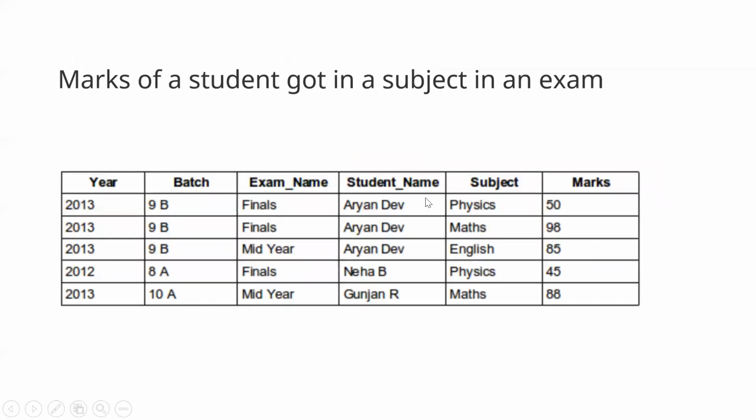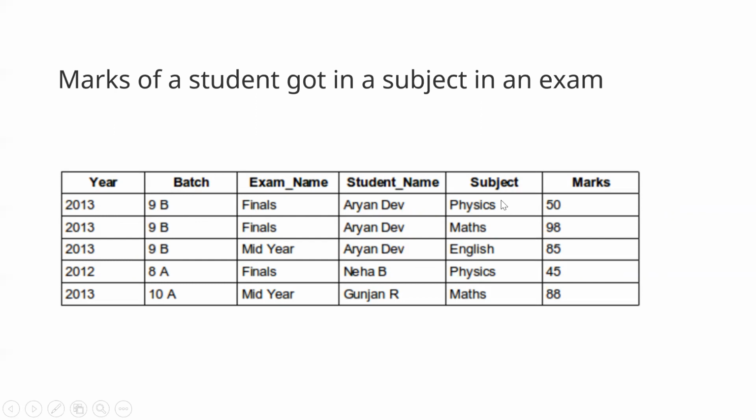Similarly, this is another fact table. You can say the grain of this fact table is that an individual record is the marks of a student in a particular subject in a particular exam. So this is called grain: what a particular row signifies.